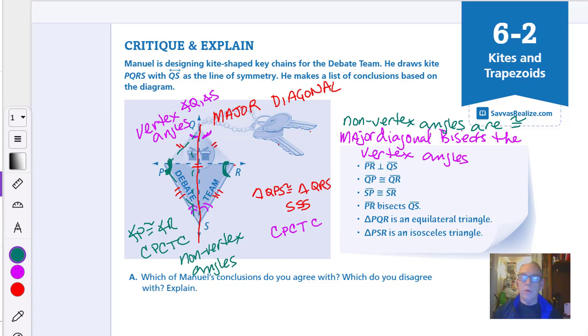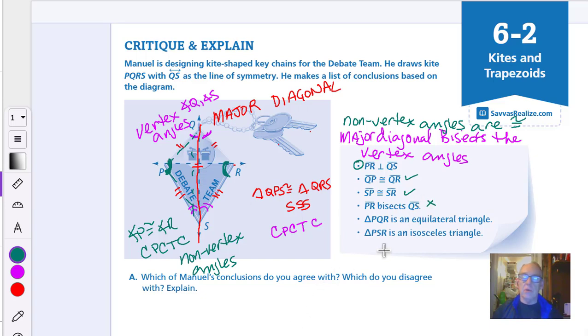Okay, so we got that part filled in. So which of Manuel's conclusions do you agree with? Now this one here, the perpendicular part, we need to talk about a little bit more. QP is congruent to QR. That's one of the pairs of congruent sides. SP is congruent to SR. That's the other pair of congruent sides. That's what makes it a kite. PR bisects QS.